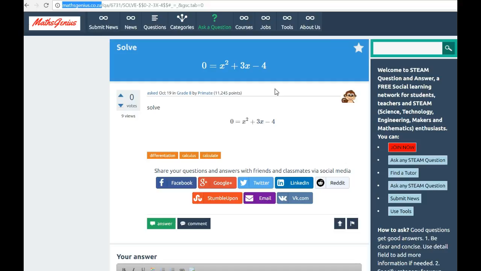With the quadratic equation, you've got the option of even using the quadratic formula, but we are going to try and use the method of factorization, where we factorize the right hand side and then equate the factors to 0. That's how we can get our result.